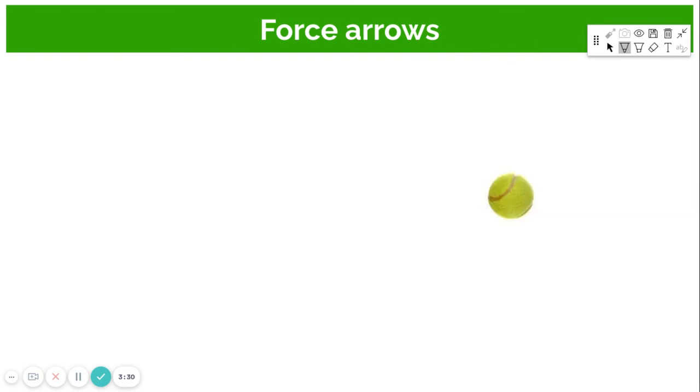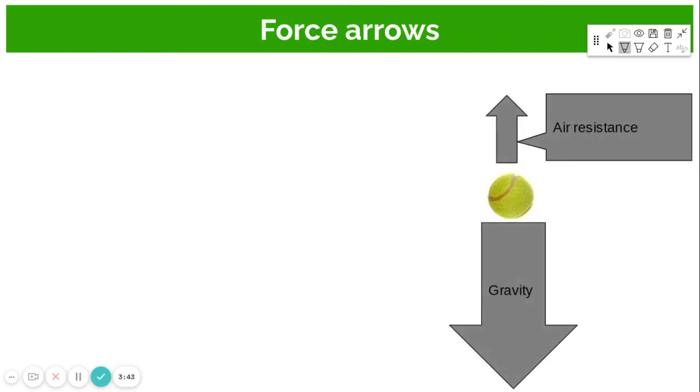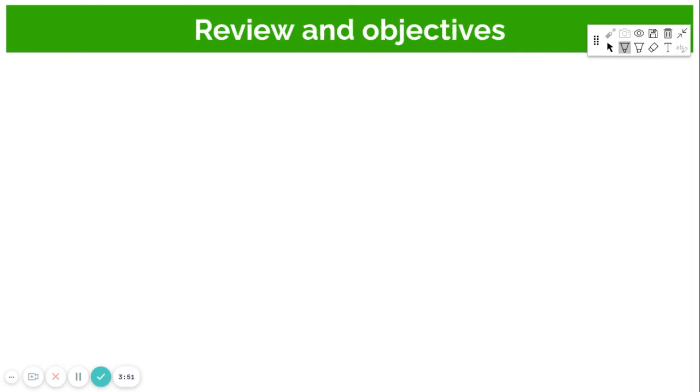Last one. If I dropped this ball and it was falling through the air, what are the forces that would be acting on the ball as it fell? Pause the video and see if you can give it a shot. All right, here they are, gravity, and there would be a little bit of air resistance, slowing it down just a touch, all right? So those are force arrows, okay?